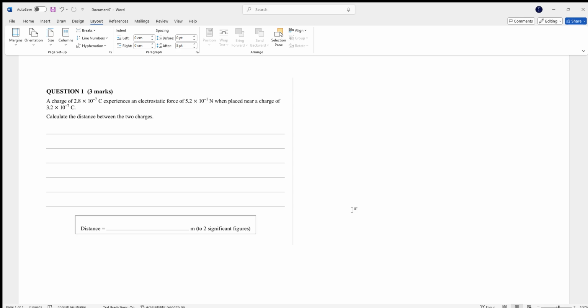So here, question 1: a charge of 2.8 times 10 to the negative 7 coulombs experiences an electrostatic force of 5.2 times 10 to the negative 1 newtons when it's placed near a charge of 3.2 times 10 to the negative 7 coulombs. They're asking us to calculate the distance between these two charges.